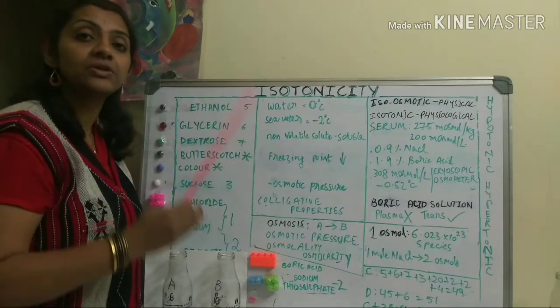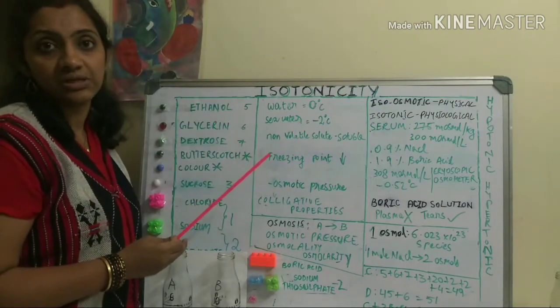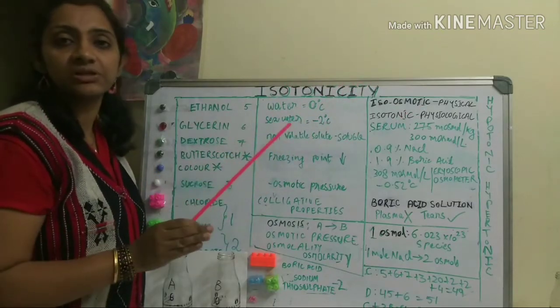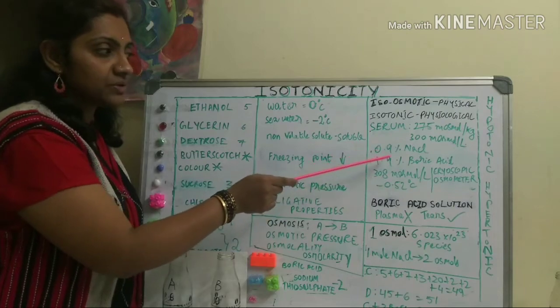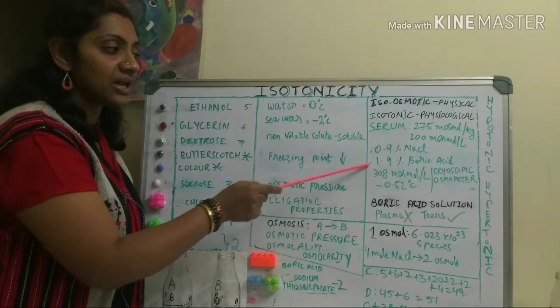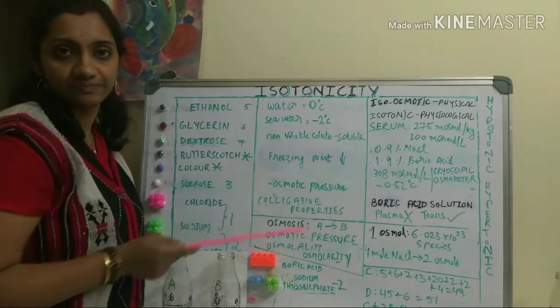Isotonic is given with the physiological fluid reference. Osmotic is just with a physical reference. So all these three, your plasma, 0.9% sodium chloride, and 1.9% boric acid, have the same osmolarities.